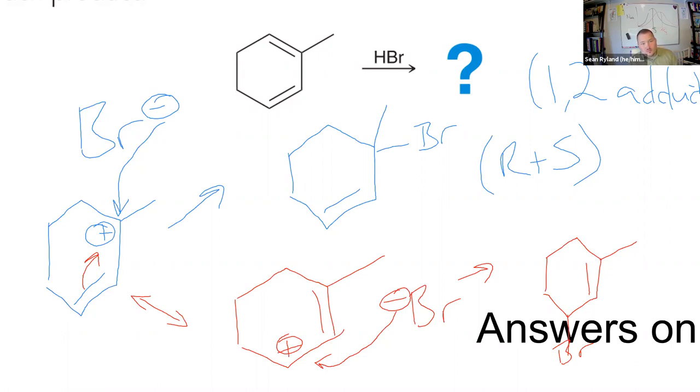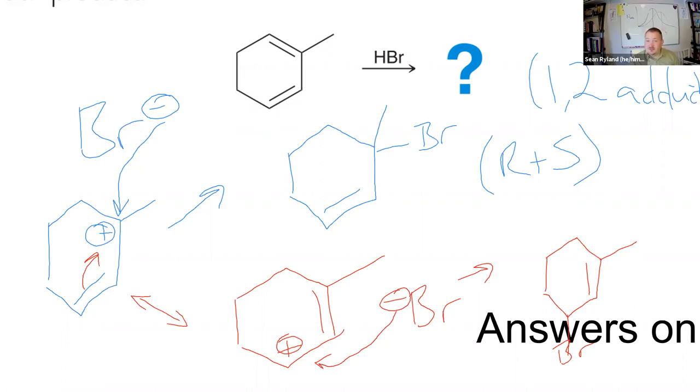All right, so which of these would we expect to be the thermodynamic product? Which of these two possibilities is going to be more stable, favored by equilibrium? Bottom. Why? The separation of all the big groups.